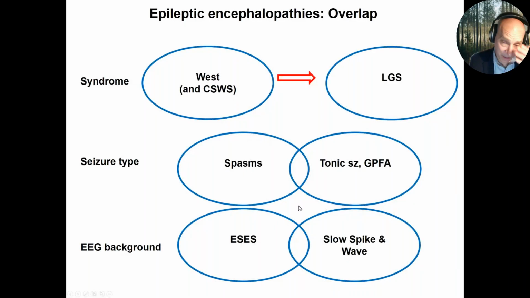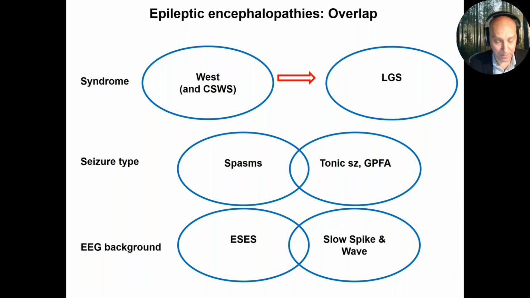Like when you think about West syndrome, spasms, and eventually development of LGS actually has a lot of overlap. Like the spasms, both clinically and EEG-wise, look a little bit like the tonic seizure that you see later on. And in the background in the EEG of ESES, markedly activated sleep spikes look a lot like the slow spike and wave as seen in Lennox-Gastaut.